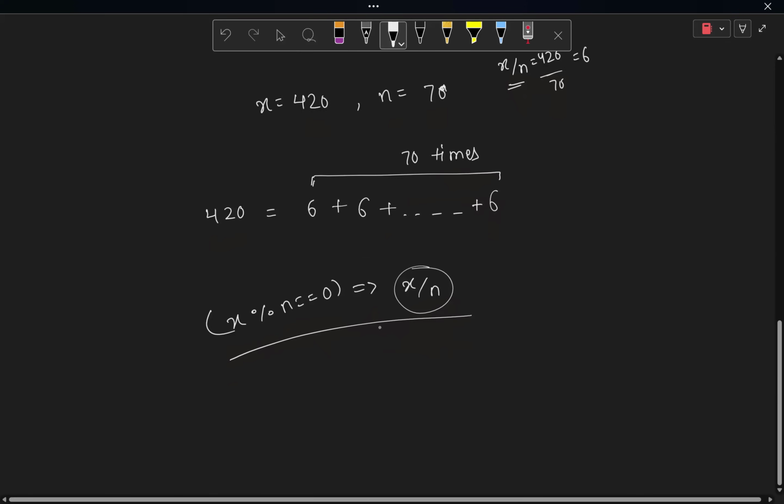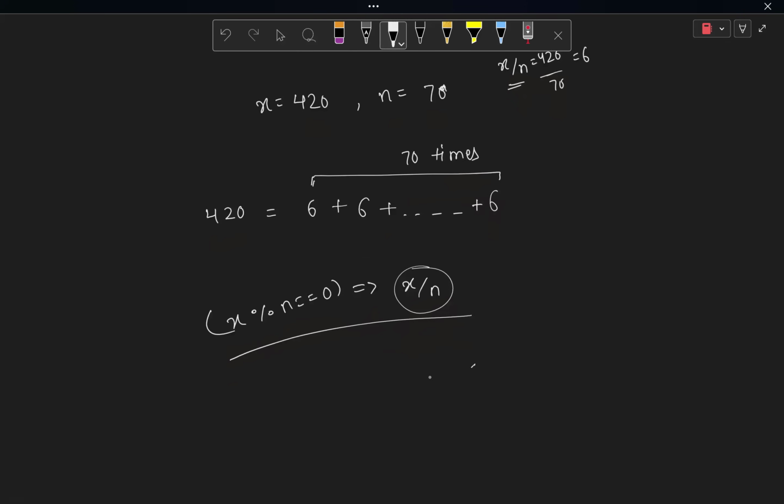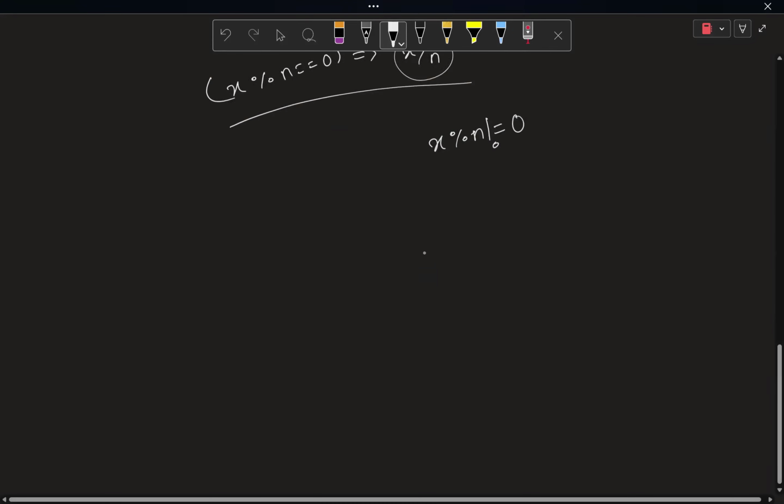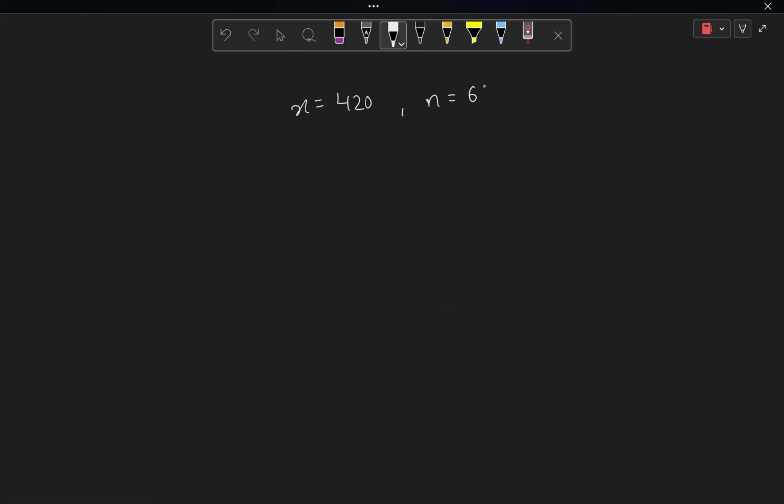But what if x mod n is not equal to 0? It is not equal to 0. In that case, what will happen? Like the case we saw just now, what if x is equal to 420 and n is equal to 69?